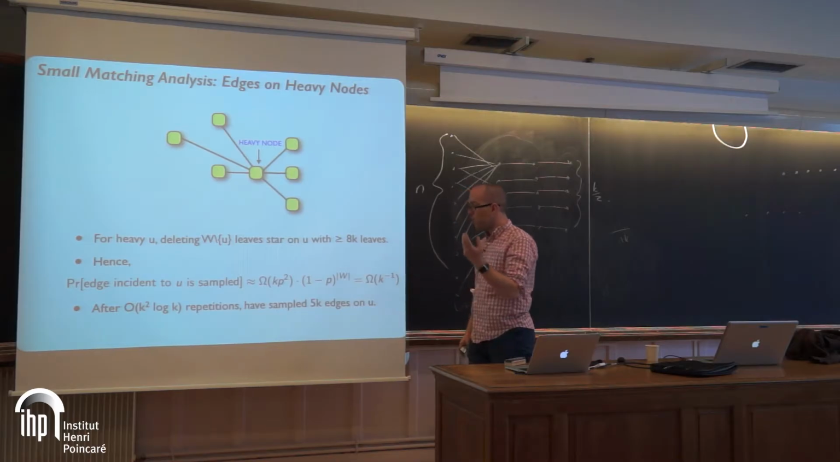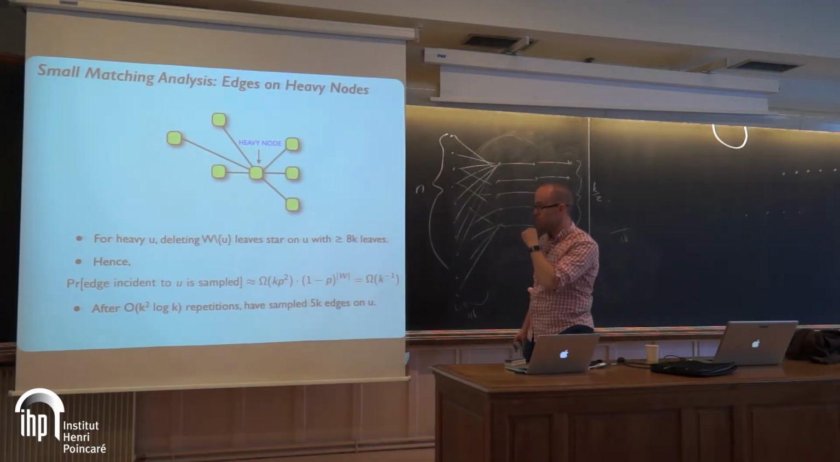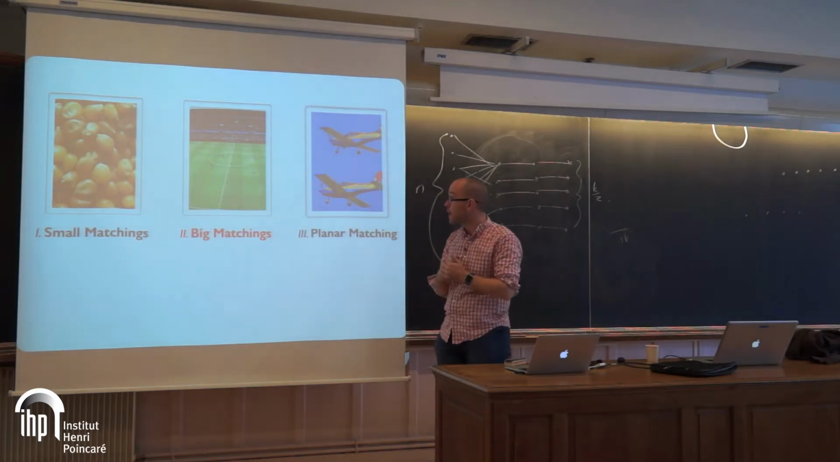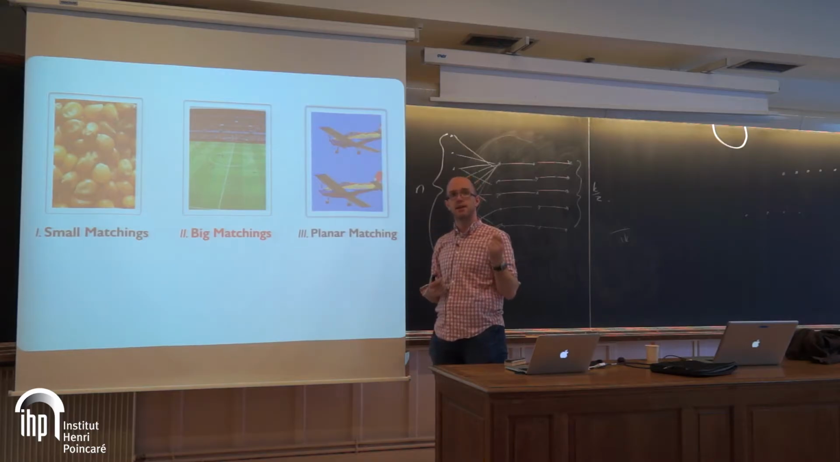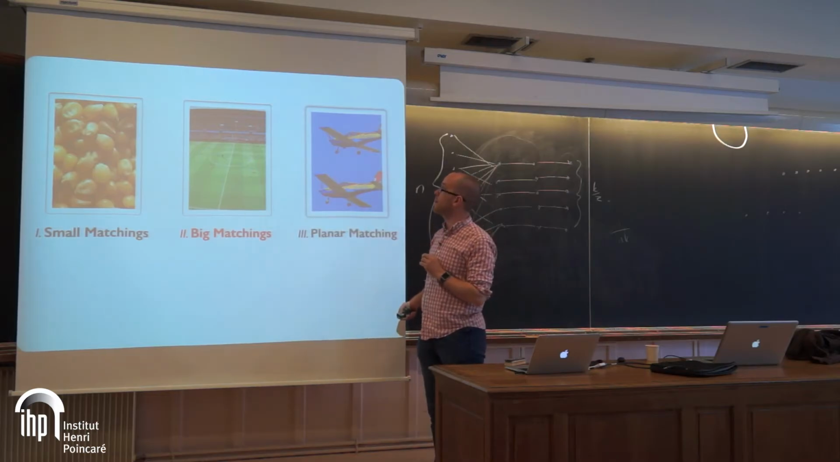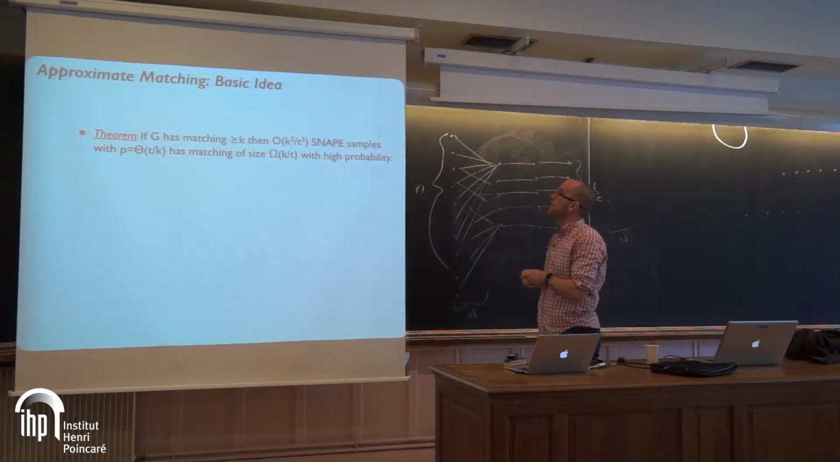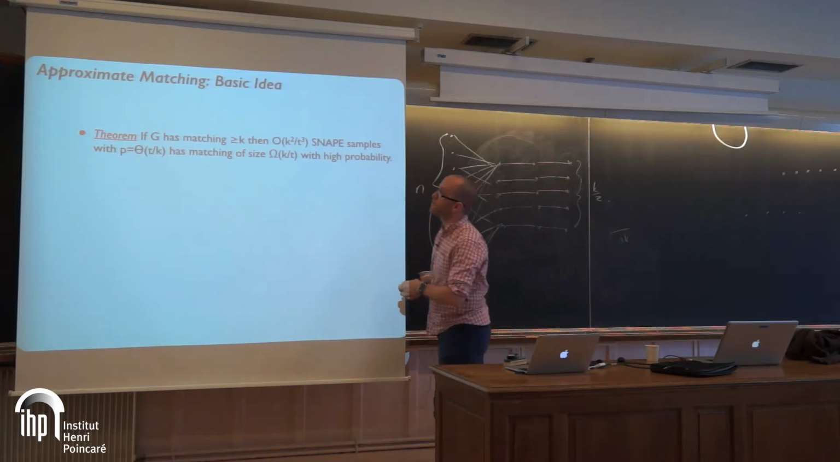And so again, I'm not just doing the sampling procedure once, I'm doing this k squared log k times. So if every time I do it, I get an edge incident to u with probability 1 over k, and I repeat this process roughly k squared times, then I expect to get order k edges on u. And you can make the constants work out so you get at least 5k edges on u with high probability. So that was the two things we needed to prove for small matchings: that we sampled every shallow edge, and for every heavy node, we sampled enough heavy edges on that heavy node.